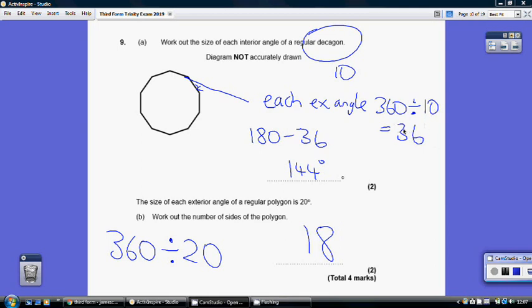Now that's the exterior angle. Now the exterior angle plus the interior angle always add up to 180 because they form a straight line. So given that the exterior angle is 36, the interior angle, that's the normal angles on the inside, is 180 take away 36, which is 144 degrees. Now part B, if we're told that each exterior angle is 20, like as I said earlier, they add up in total to 360. So if each of them is 20, then how many of them are there? How many exterior angles? How many sides? It's going to be 360 divided by the 20, giving us 18 sides.